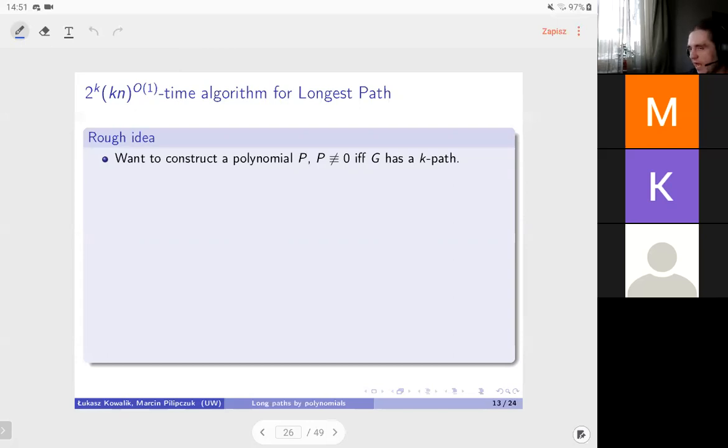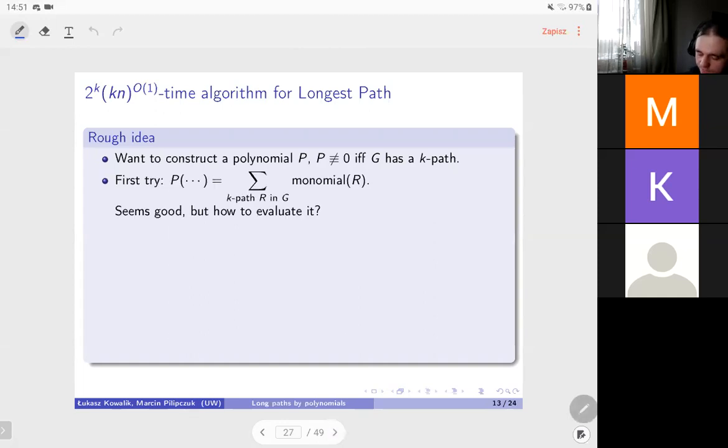And one caveat of this approach is that there will be no way of actually getting the k-path that gave us this one. It will just magically appear in this polynomial. Okay, so this is the approach.